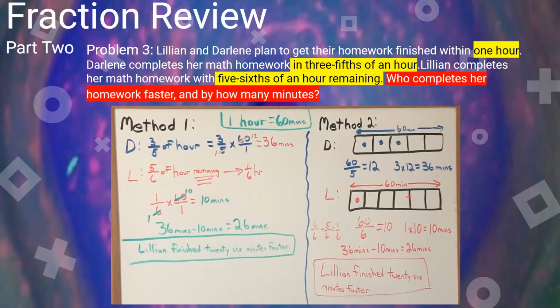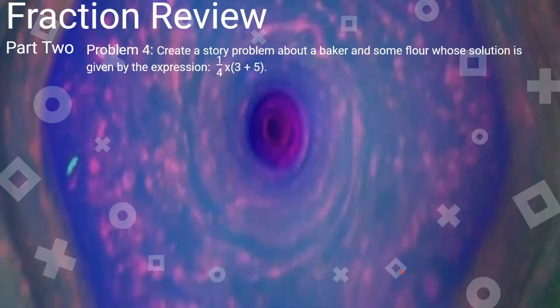We now have the information we need to answer our question. 36 minutes for Darlene. We'll subtract the 10 minutes it took Lillian. It gives us 26 minutes left. So Lillian finished 26 minutes faster than Darlene. Let's move to another problem. This is our 4th problem.